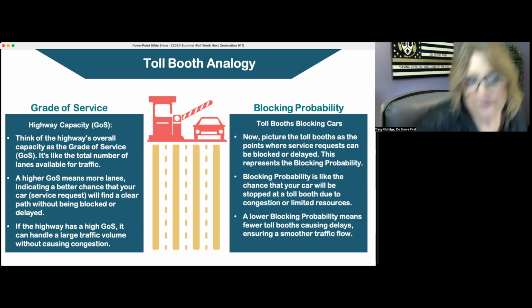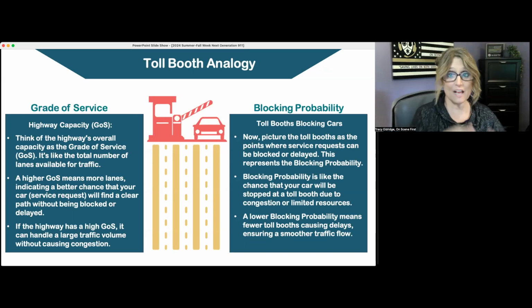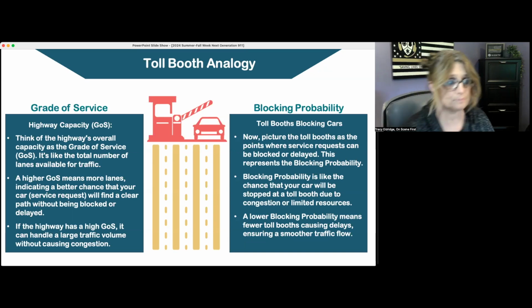So if you think of the grade of service as that yellow road there, think of it as the highway's overall capacity. It's like the total number of lanes that are available. The higher the GOS, meaning the more lanes, indicates a better chance of your car or the service request finding a clear path without being blocked or delayed. If the highway has a high GOS, it can handle a large amount of traffic without causing any congestion.